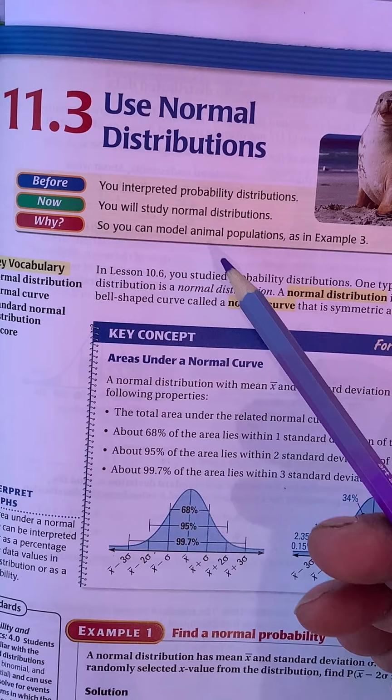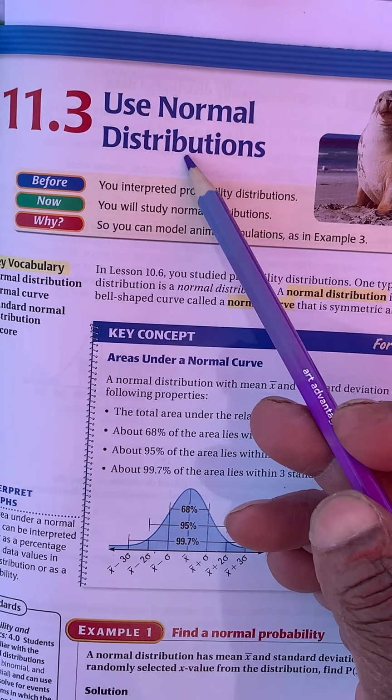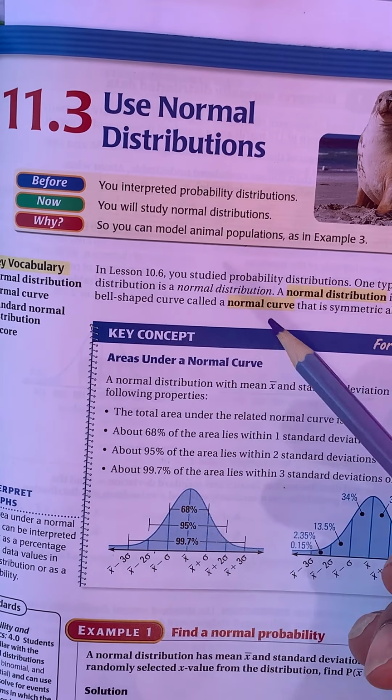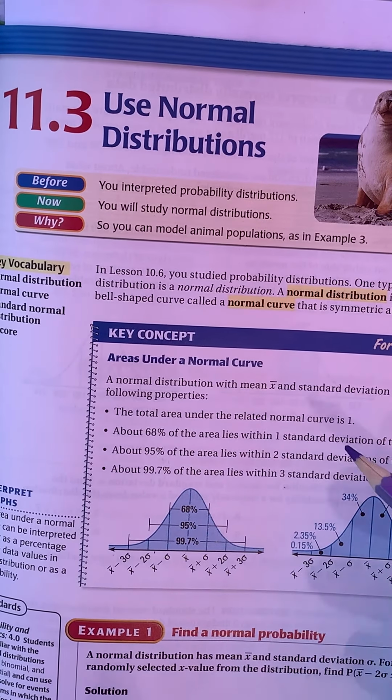Sorry for the shaking. Normal distributions. Last video we talked about measures of central tendency, the mean, median, and mode, and the measures of distribution, the range, and the standard deviation. Now let's look at this a little more carefully. In your textbook, this is page 757, they have this image. I'm going to explain everything here about the normal curve and the areas under a normal curve.